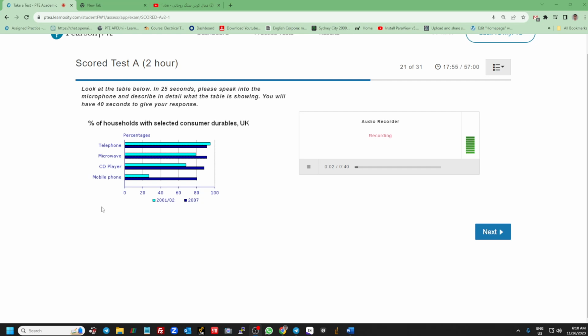This image describes the percentage of households with selected consumer durables in the UK. It also provides information about telephones, microwaves, CD players, and mobile phones. It is clear from the image that some figures are highest and some figures are lowest. After analyzing this image, it can be concluded that the percentage of CD players is much more than microwaves.